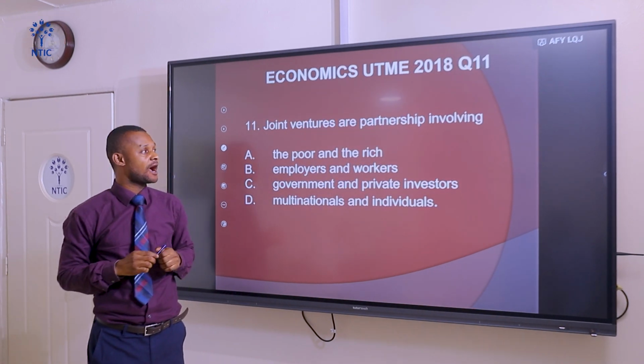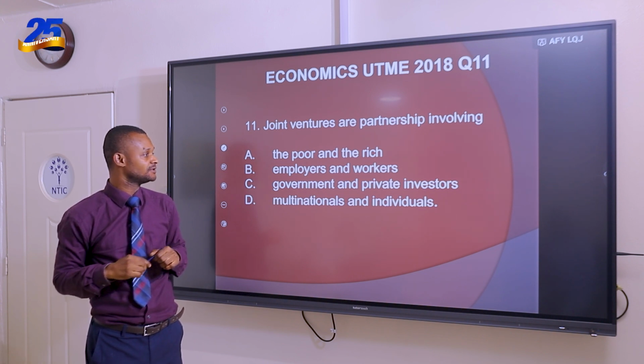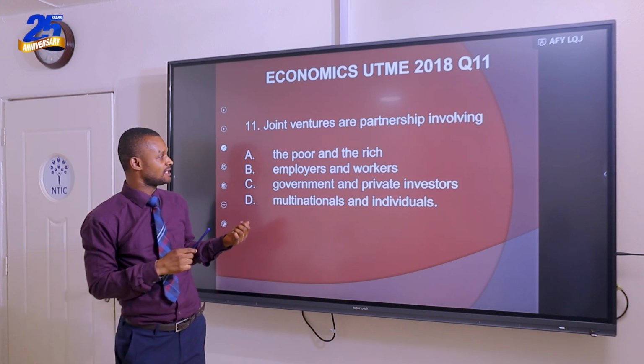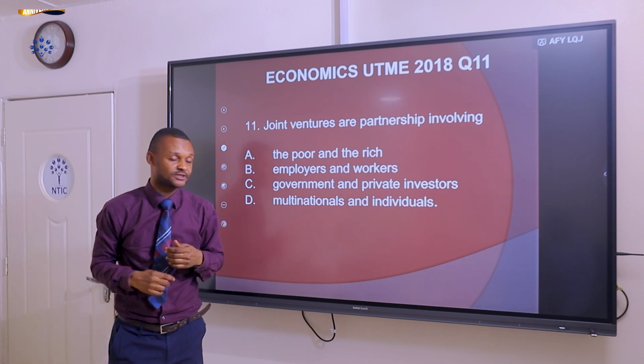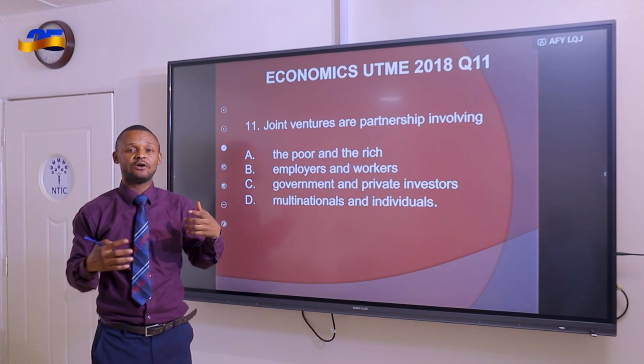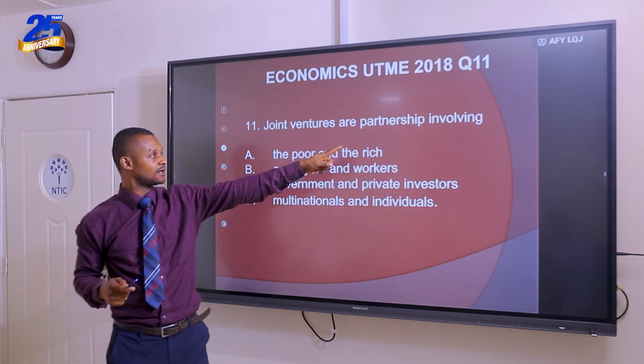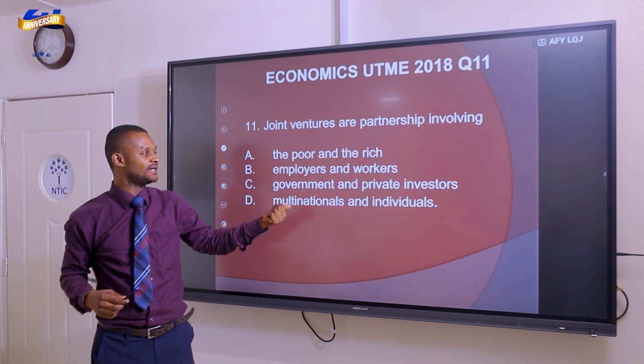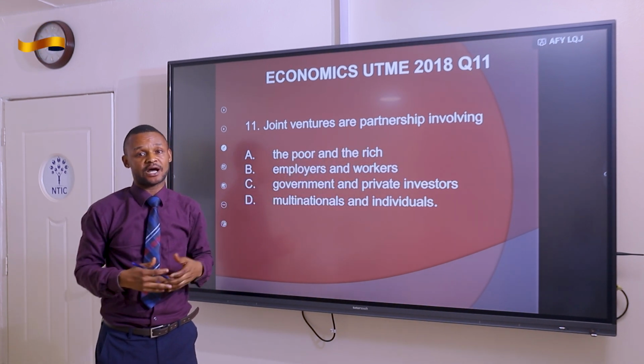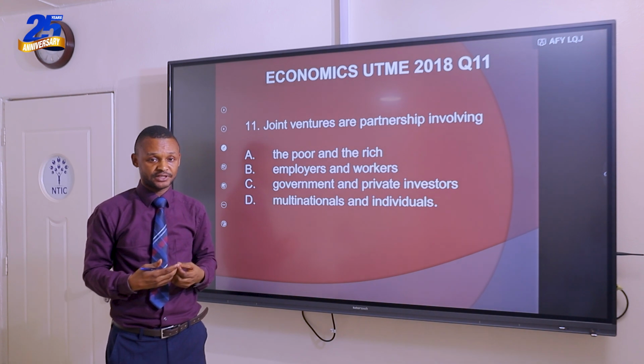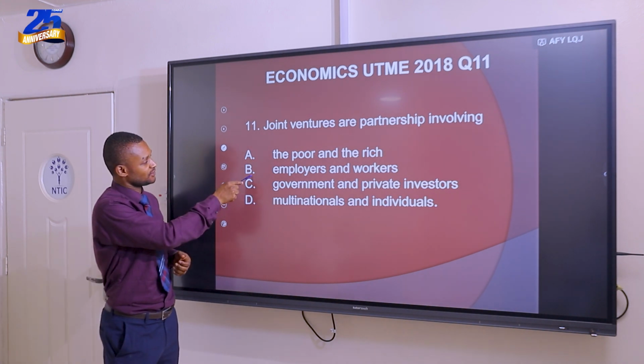Question 11. Joint ventures are partnerships involving. Now, the answer that is likely there is government and private investors. A joint venture is a partnership where government and private investors come together to carry on a particular project. So the answer to this question is C.